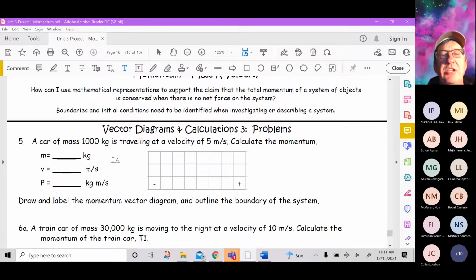This one should be pretty easy for you to do. It's just a review of how to calculate momentum and drawing a momentum vector. So I'm not going to do this one with you. I'm going to leave you to do that one on your own.